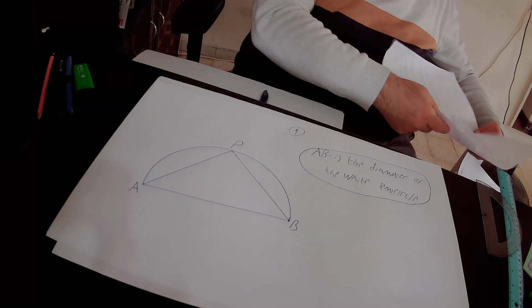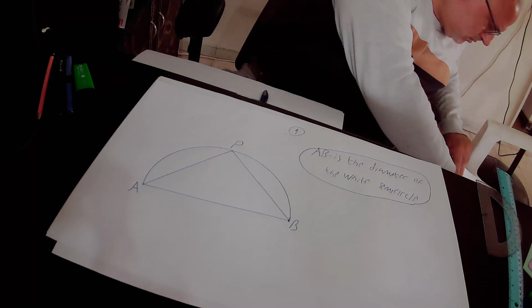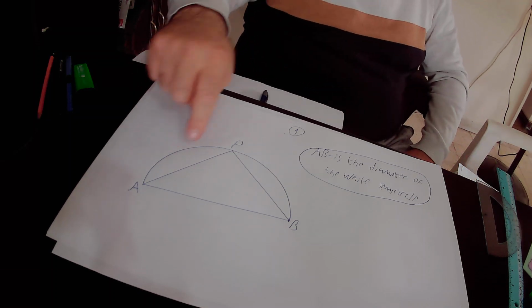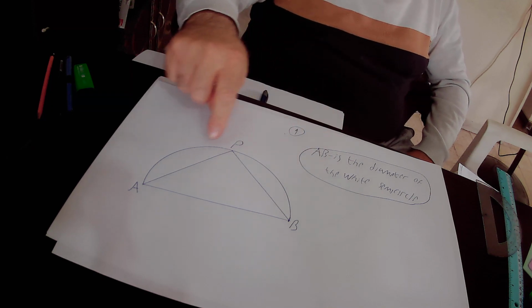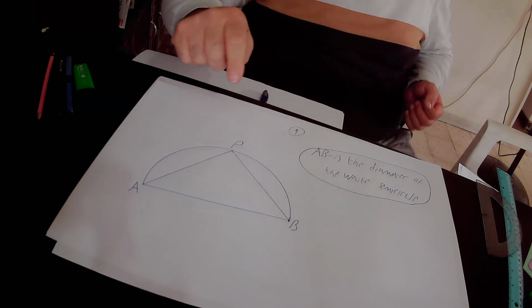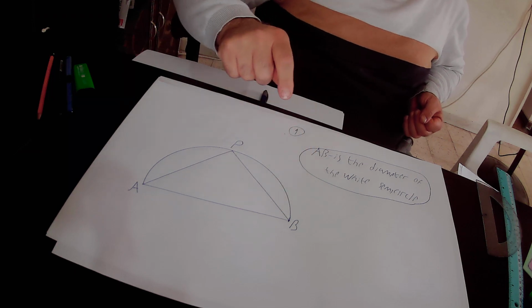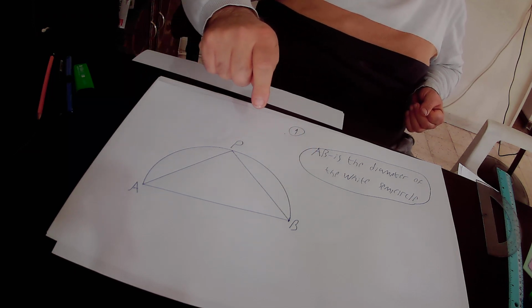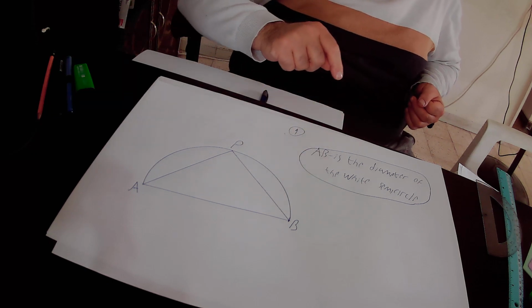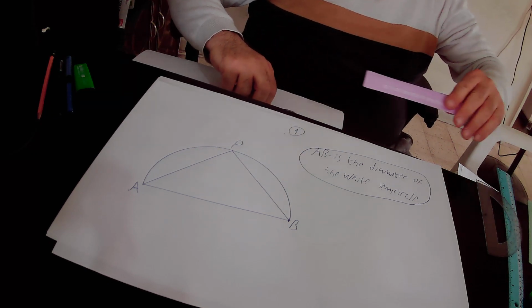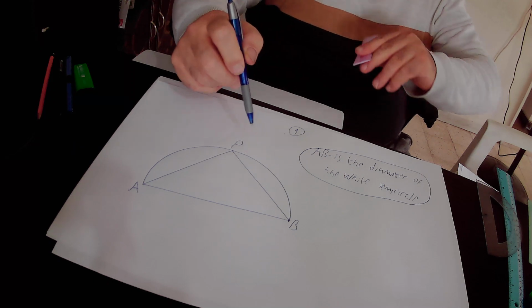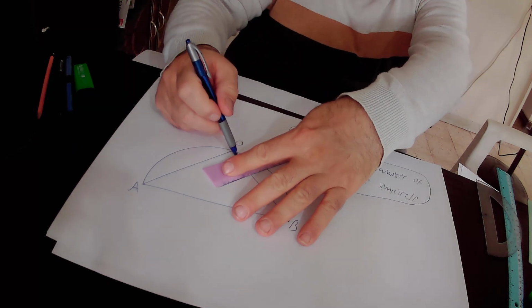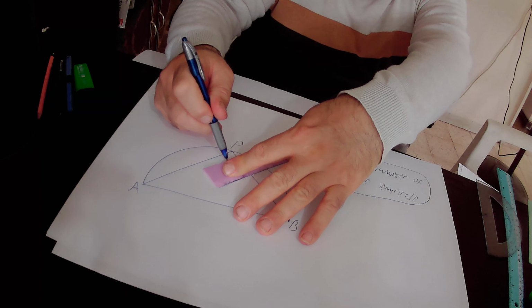Why? Because in our drawing we have peripheral angle APB. This is peripheral angle APB that is subtended on AB, the diameter of this semicircle. Therefore peripheral angle APB according to rule 7 must be equal to 90 degrees in its size. So this peripheral angle APB is a right angle according to rule 7.